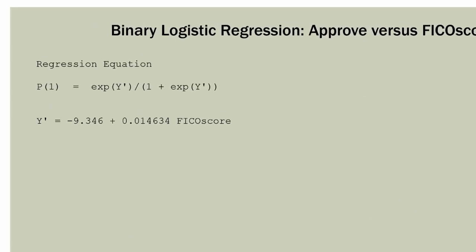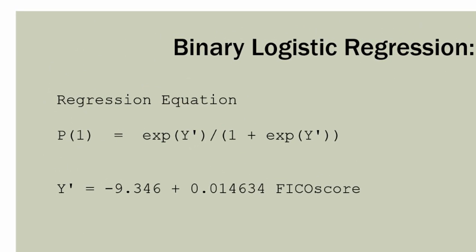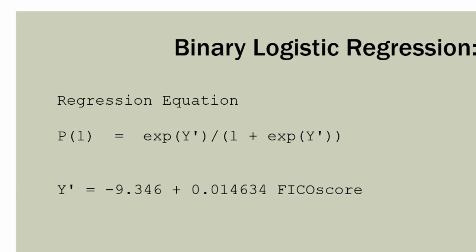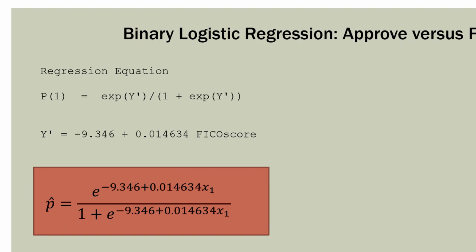So at the top is the regression equation given to us by Minitab, y prime divided by 1 plus e to the y prime. And in this case, y prime is that regression equation we talked about in the last slide. So negative 9.346 plus 0.014634 times whatever FICO score we put into the equation. So here is our estimated regression equation from before.